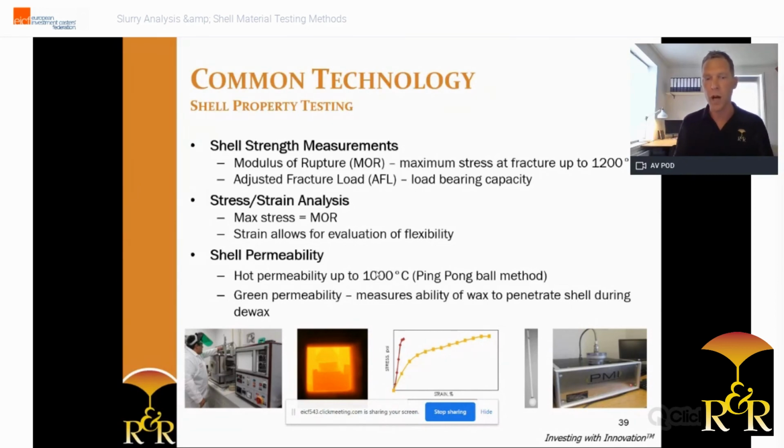And the graph is an example. You see two different shell systems, and they both have the maximum stress, but the sample in yellow can actually absorb a lot more stress because it's expressed over more flexibility.